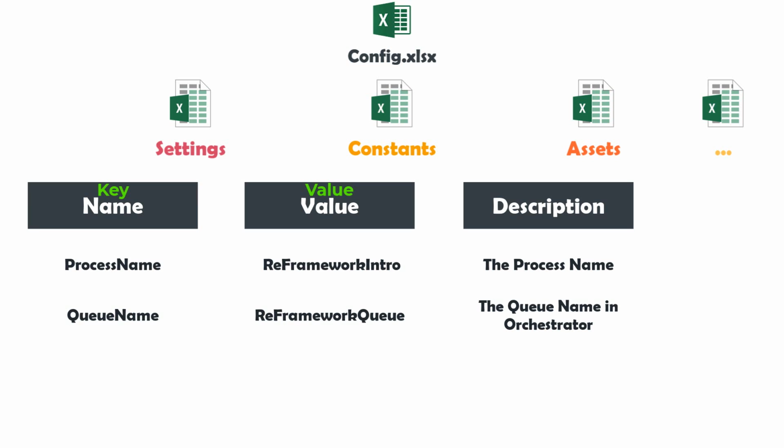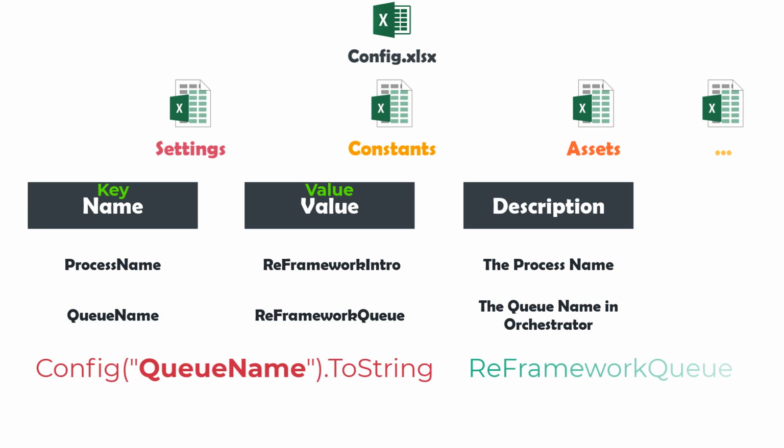And we convert the data table into a dictionary, because a dictionary is easier to use in the process, so that we don't need any loops to get a specific value. We only use the key to get the value. To get the queue name, for example, we write the following statement. As a result we get the following value. That's all about the first 2 sheets.